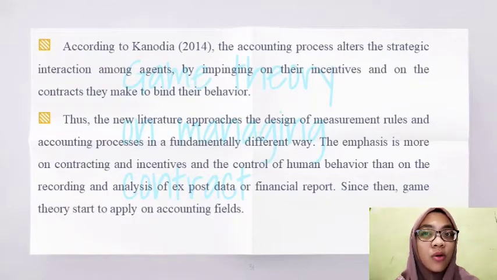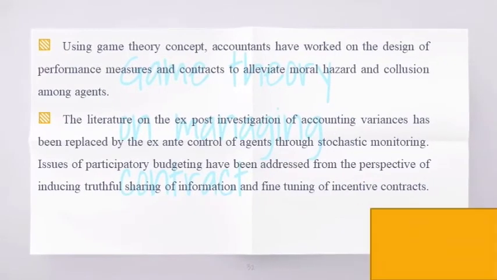The emphasis is more on contracting and incentives and the control of human behavior than on the recording and analysis of ex-post data or financial reports. Since then, game theory started to be applied in accounting fields.